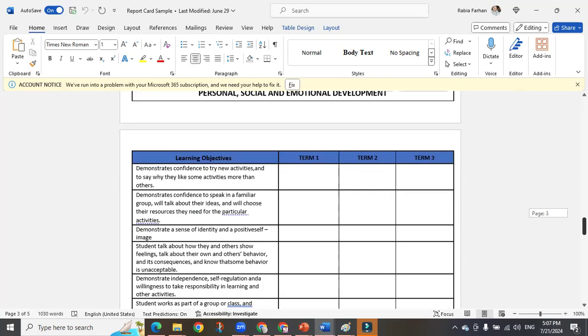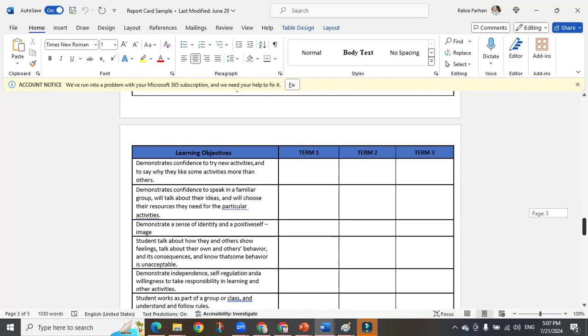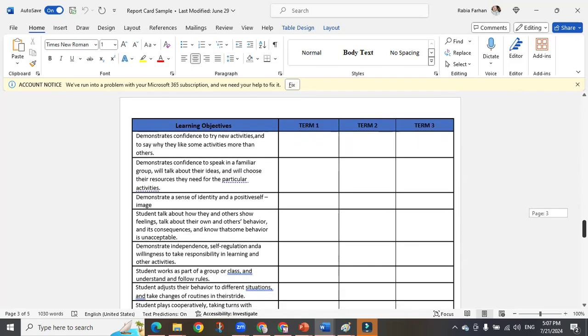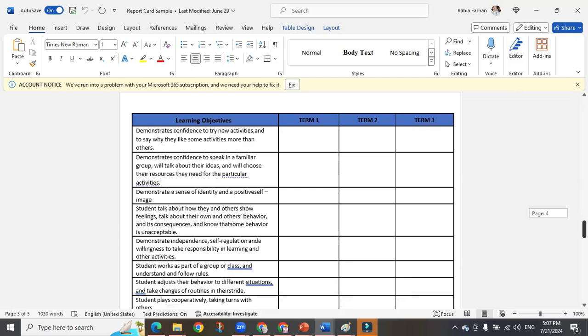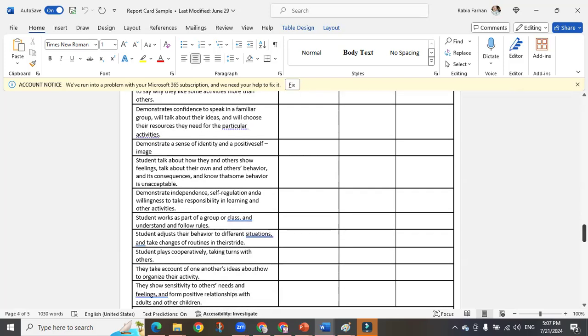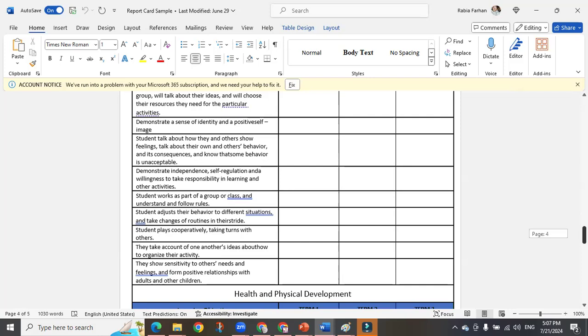Then personal, social, and emotional development. How well they speak in the classroom. How well they are taking interest in their activities. How well they are having a positive image in the classroom. How well they talk about their feelings. How well they talk about their behaviors in the classroom. How well they are showing their behaviors to others also. How well they are working in groups or without groups also, and how they handle different situations in the classroom. Okay, so this is included in your PSED.